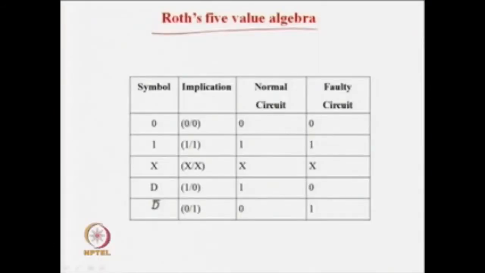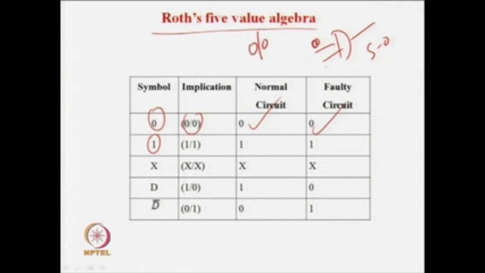So, let us see what Roth's 5 value algebra is. Roth has proposed an algebra having more than 2 symbols. So, what are they? Symbol 0 and symbol 1. 0 means basically 0 slash 0. The normal circuit is 0, the faulty circuit is also 0. Like this is an AND gate say, and this net is stuck at 0 say. If you apply a 0 over here, what does it mean? In a normal case where there is no concept of any fault, we say that this is 0. But in case of a circuit having a fault, this 0 implies that in the normal case it is 0, and in the faulty case also it is 0.